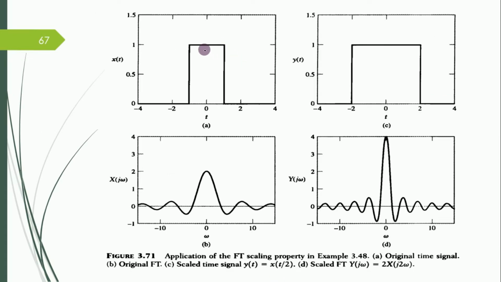Here the same extension. So this is x of t. This is y of t, which is a scaled version. This is capital X of j omega. This is capital Y of j omega. You know, in the time domain, the signal is expanding. In the frequency domain, the sinc function, you can see that it is truncating. So these are the observations you need to make.